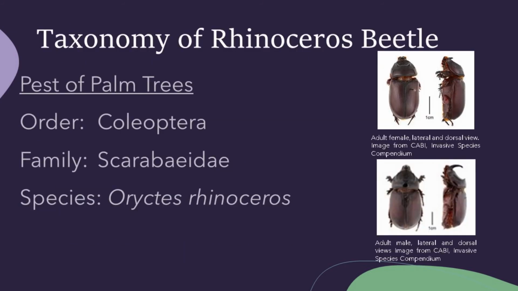That's all for whiteflies, and I'll be moving on to my last selected insect pest, which is the rhinoceros beetle, starting off with its taxonomy. They are pests of palm trees. They are of the order Coleoptera, the family Scarabaeidae, and the species Oryctes rhinoceros. The images beside us are the adult female and adult male, lateral and dorsal views.